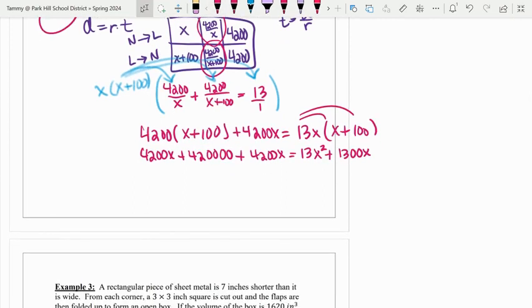I'm looking at these. Let's combine like terms on the left side first. So that's going to give me 8,400x plus 420,000 equals 13x squared plus 1,300x. Set this to 0, so I'm going to subtract 8,400x on both sides. So let's put that under the 1,300x. And minus 420,000 on both sides.